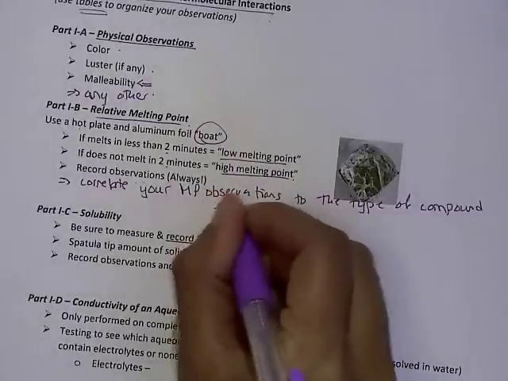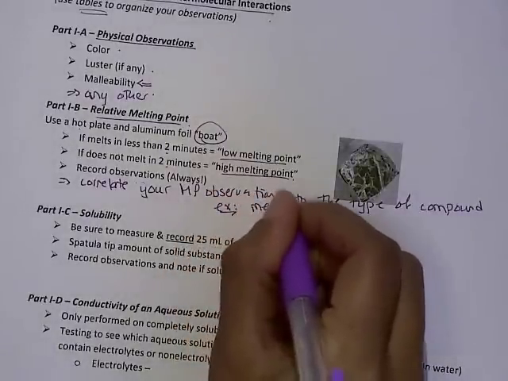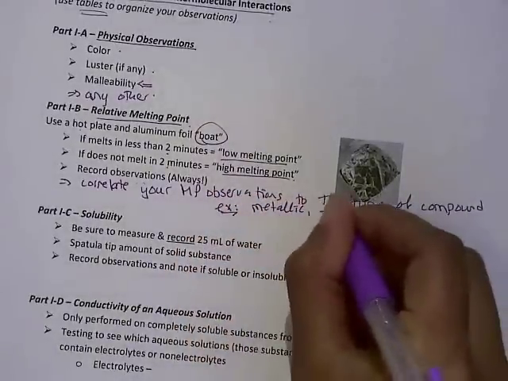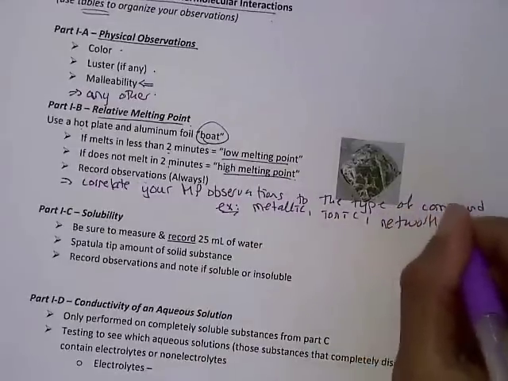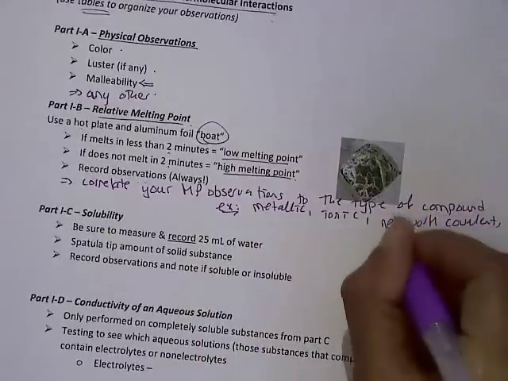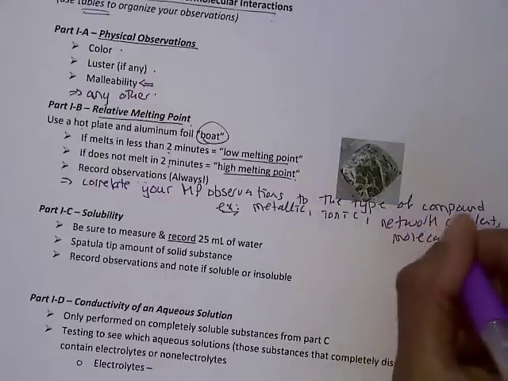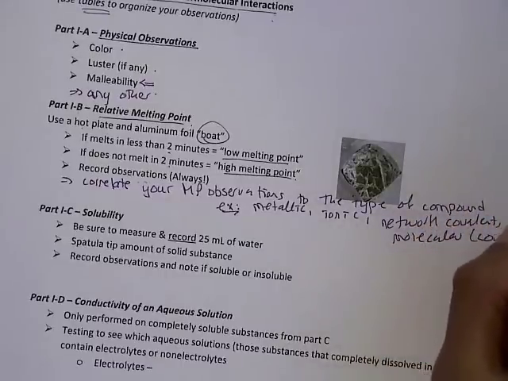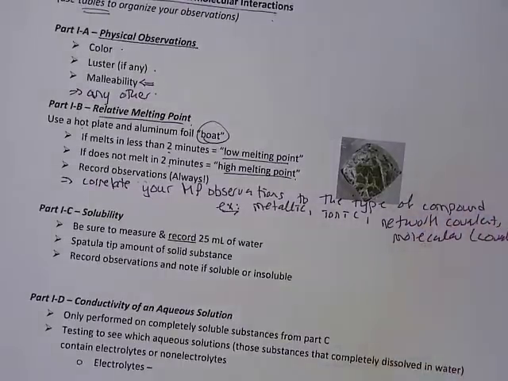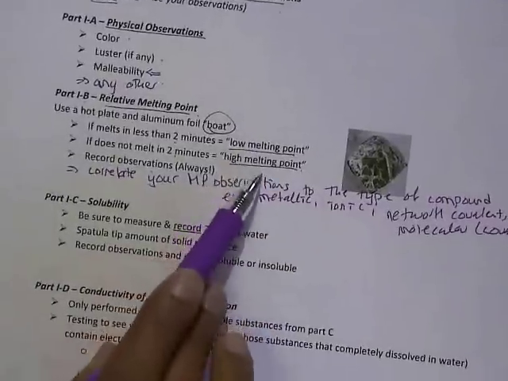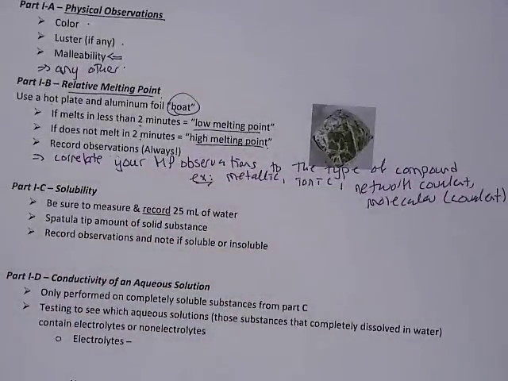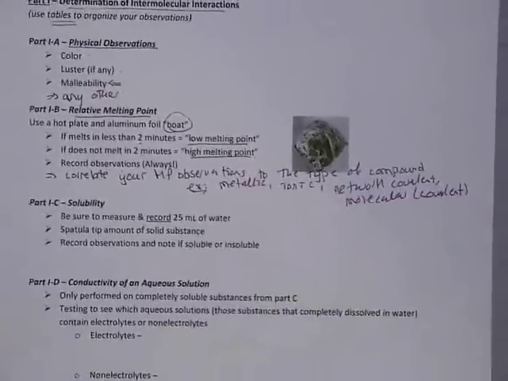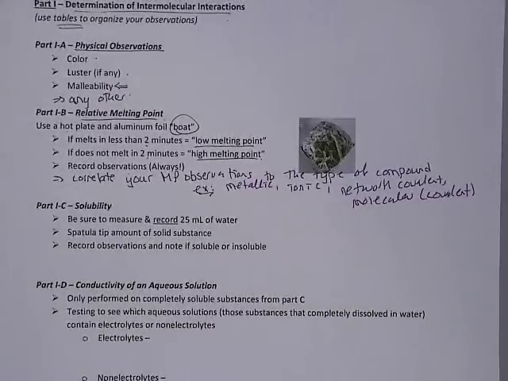An example, well, basically the type of compound: is it a metallic compound? Is it ionic? Is it network covalent? Or is it molecular? Molecular, also known as covalent compounds. Correlate your melting point observations to the type of compound and see if it makes sense, if it's actually a good correlation or poor correlation. And if it's poor correlation, discuss this with your lab instructor.